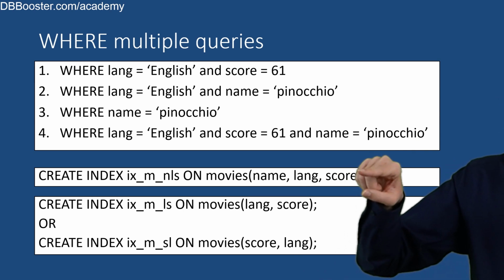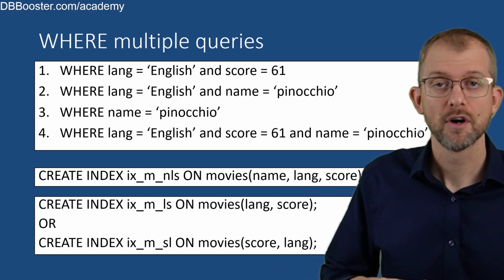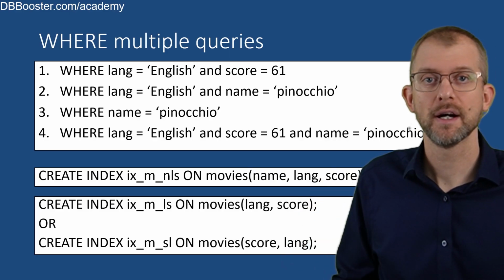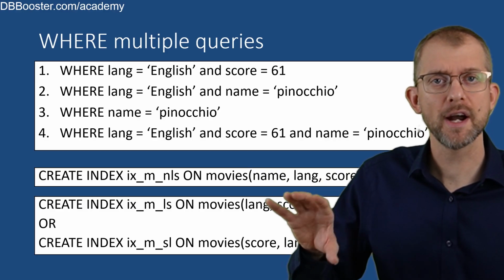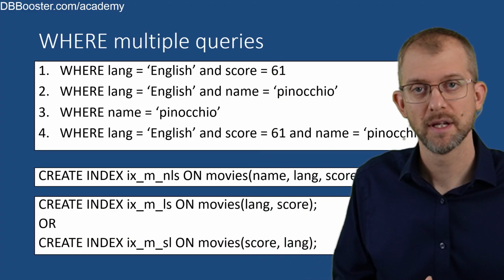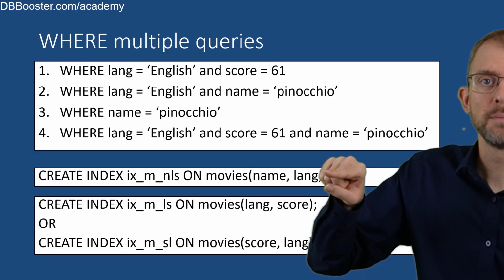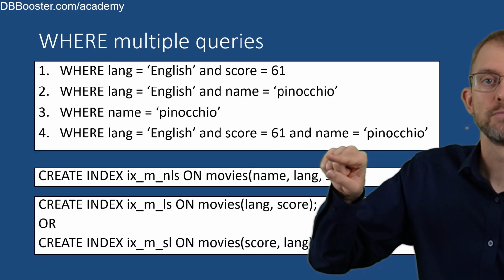I would add the name to the others only if where clause number 2 and 3 were used very frequently, and my priority was to keep this index as small as possible.